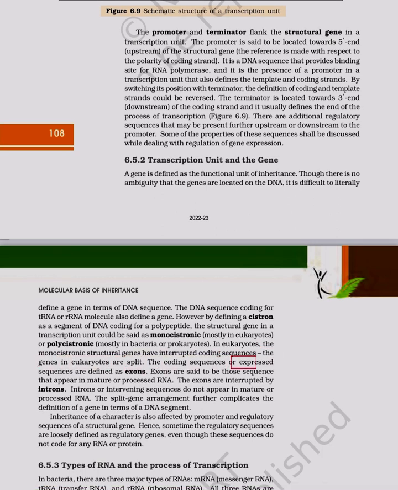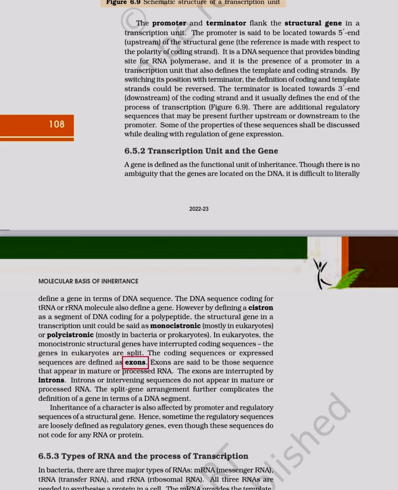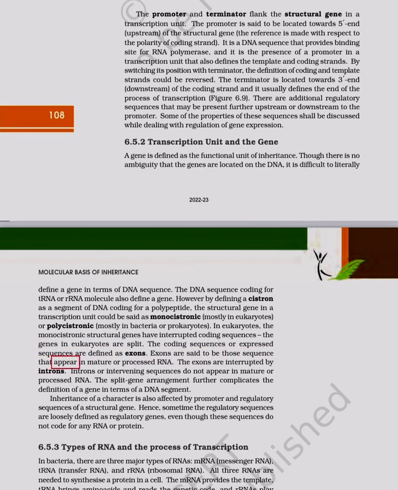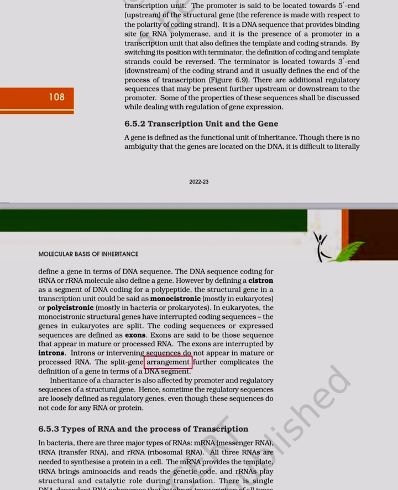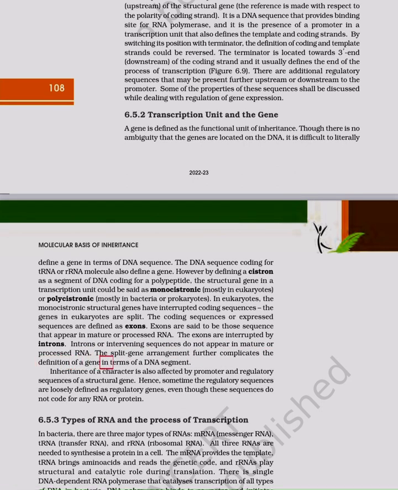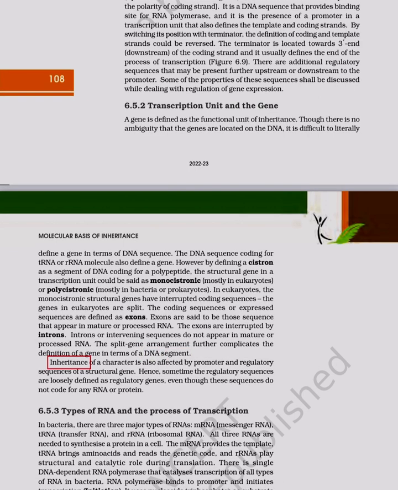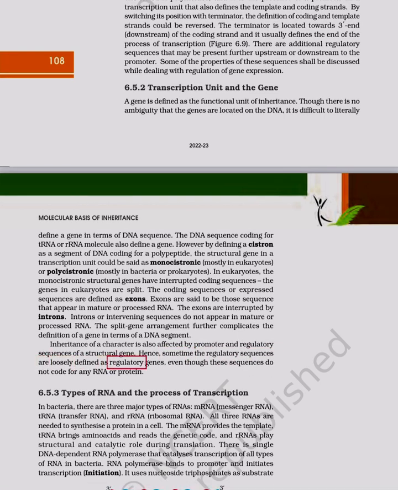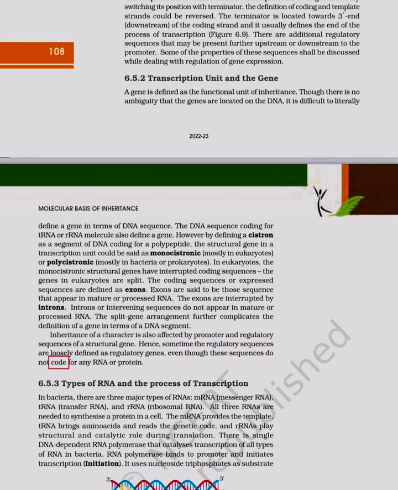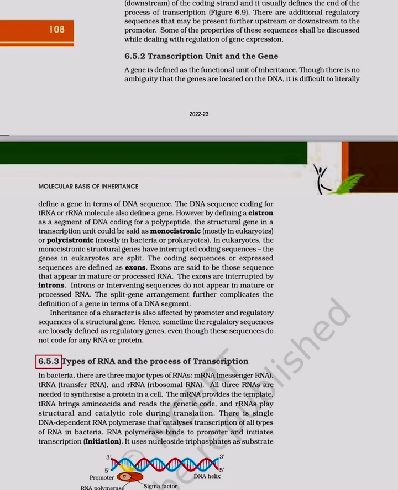The coding sequences or expressed sequences are defined as exons. Exons are said to be those sequences that appear in mature or processed RNA. The exons are interrupted by introns. Introns or intervening sequences do not appear in mature or processed RNA. The split gene arrangement further complicates the definition of a gene in terms of a DNA segment. Inheritance of a character is also affected by promoter and regulatory sequences of a structural gene. Hence, sometimes the regulatory sequences are loosely defined as regulatory genes, even though these sequences do not code for any RNA or protein.